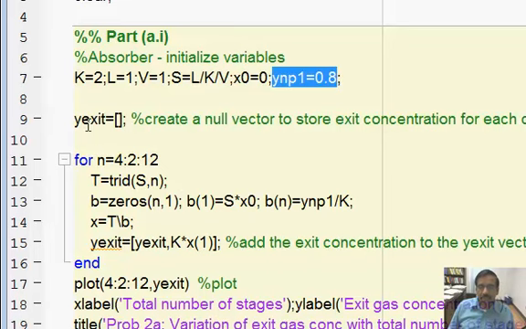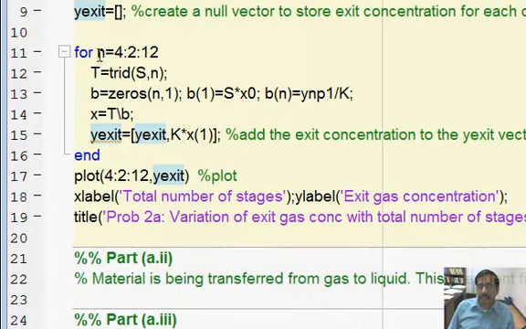And then I create a vector called yexit, which is a null vector. The reason I do that is every time I solve this problem for a particular value of n, I want to extract the exit composition and accumulate it in a vector so that I can plot that against the total number of stages that I have used. So the way it works is the following.